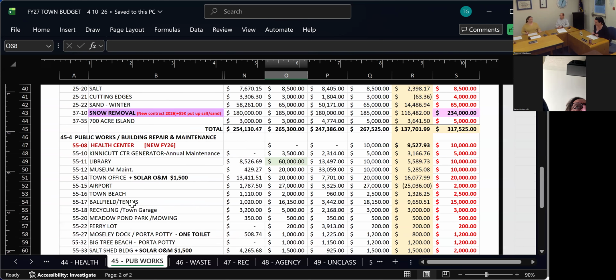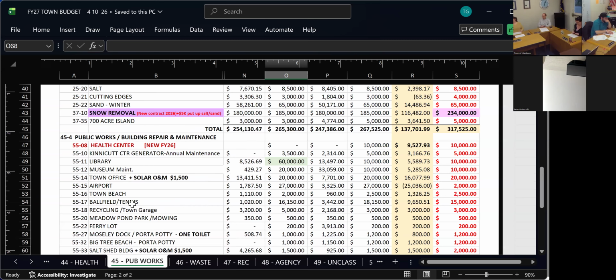I'm happy, so keep it as presented. No other changes for now? I support that. Not a challenge, just a question. Yeah, no, I support that.